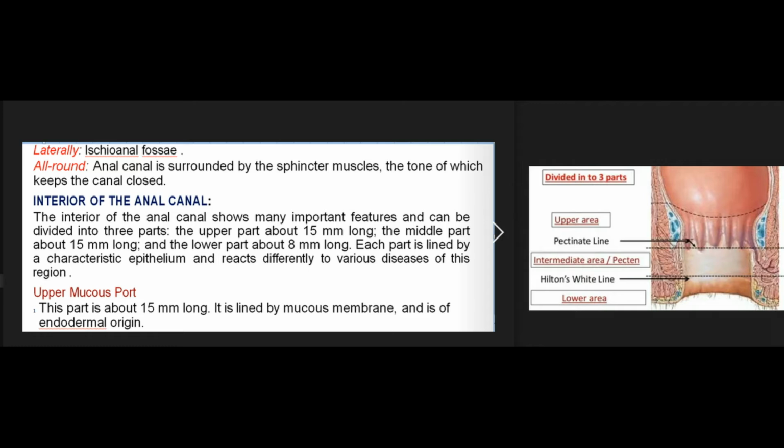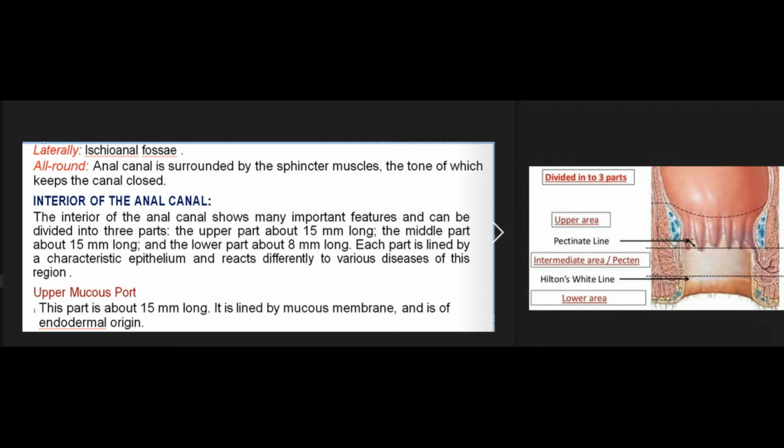Interior of the anal canal: the interior of the anal canal shows many important features and can be divided into 3 parts, the upper part about 15 mm long, the middle part about 15 mm long, and the lower part about 8 mm long. Each part is lined by a characteristic epithelium and reacts differently to various diseases of this region.